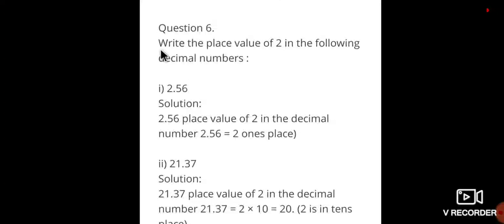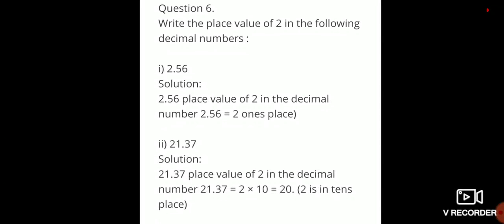So what is given, and what do we have to do? Write the place value of 2 in the following decimal numbers. We should write the place value, whether that belongs to the 1's place or 10's place or 100's place or 1000's place or 1 by 10th place or 1 by 100th place or 1 by 1000th place. Okay. So they gave 2.56. We should write the place value of 2 in the decimal number. Here, before the decimal point it's the 1's place or unit place. The place value of 2 is the 1's place.